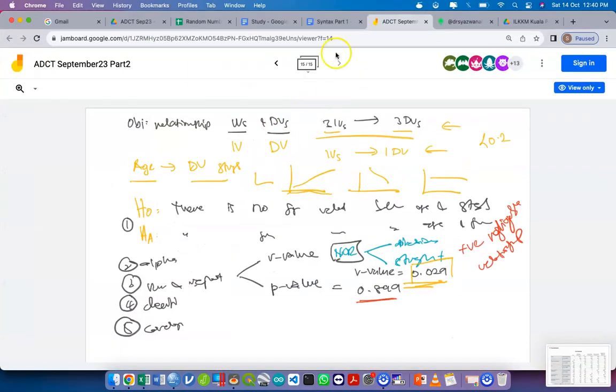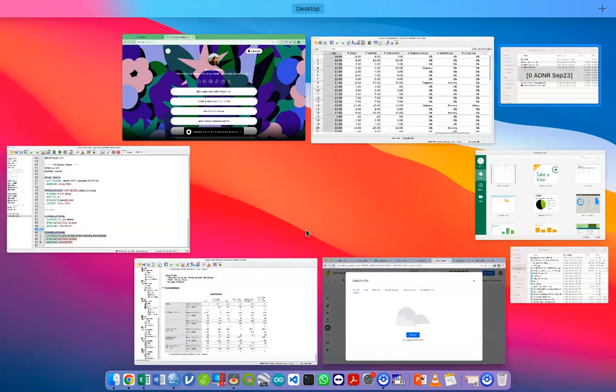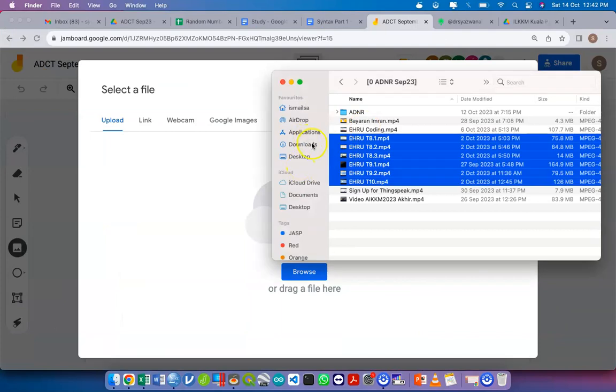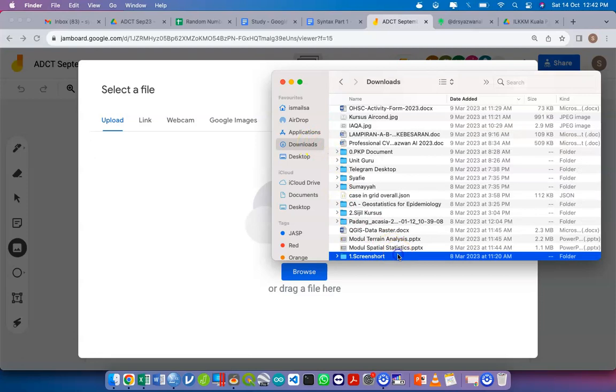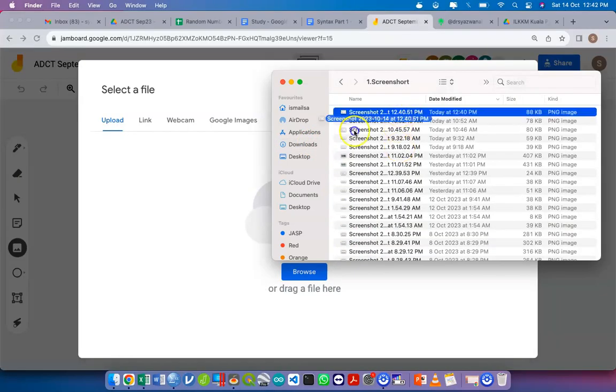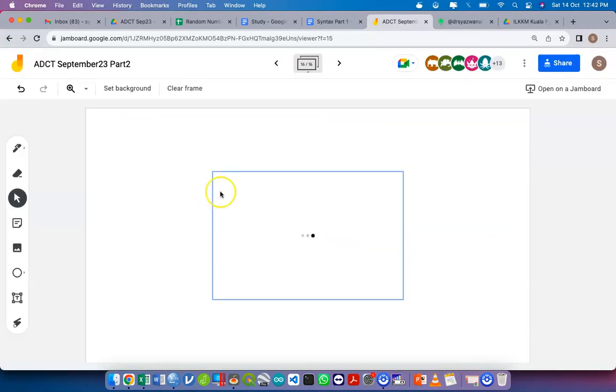But now we are going to train ourselves to understand the meaning and the interpretation of the data. Yes, let's interpret together, ladies and gentlemen. I screenshot the output from SPSS so that we can discuss together. Where is my output? Let me follow it through. Okay, this is my output. We are going to make the interpretation together.